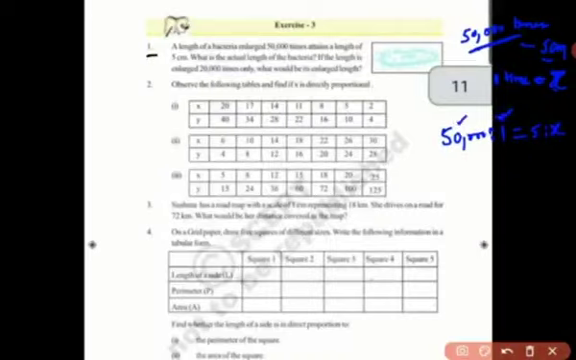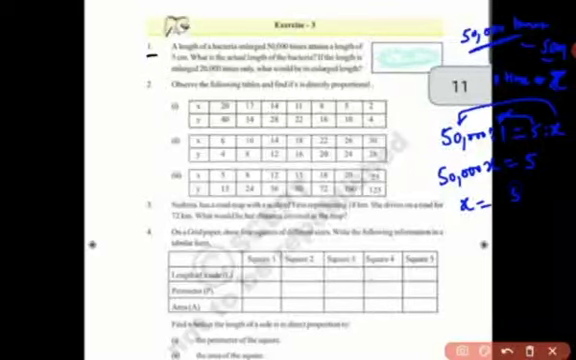Now use your product of means and extreme terms. So 50,000 x will be equal to 5. x will be equal to 5 divided by 50,000.